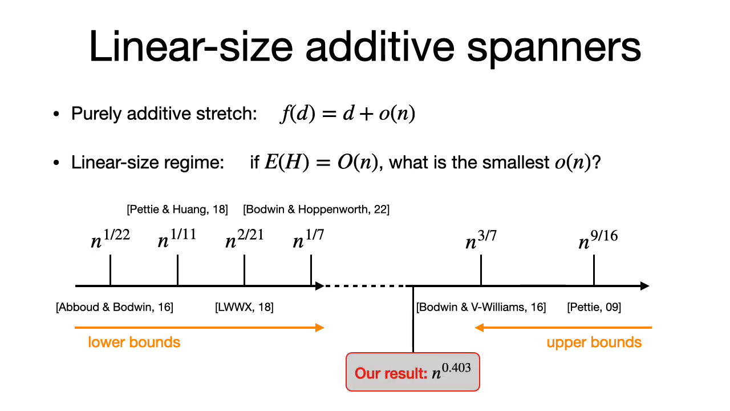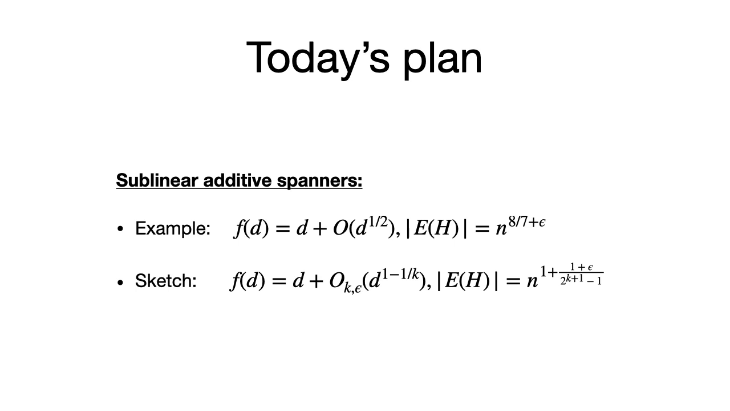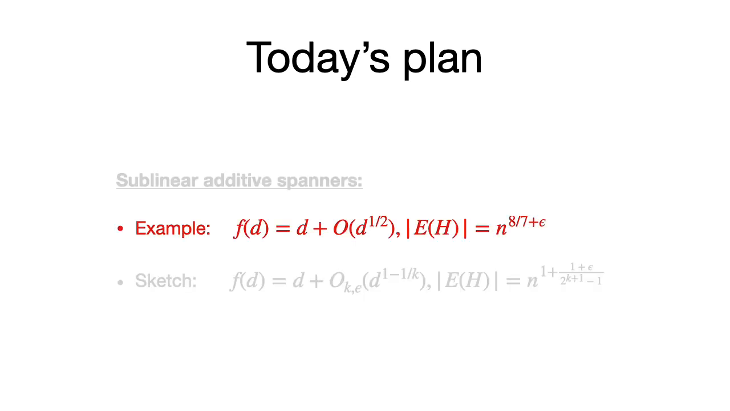As our secondary result, we improved the upper bound slightly from 3/7 to 0.403. For the rest of this talk, I will discuss a toy example where f is equal to d plus root of d, and how to achieve the optimal sparsity of n to the 8/7. After that, I will briefly discuss how to generalize it for larger k. Let's begin with the first part.